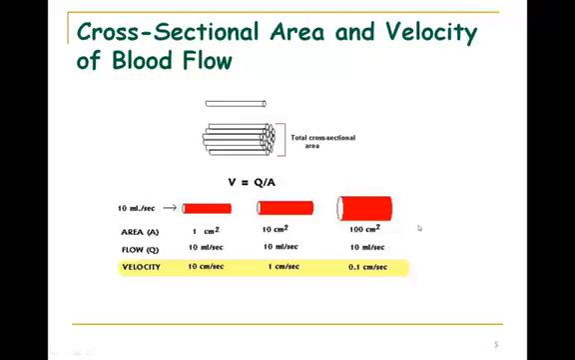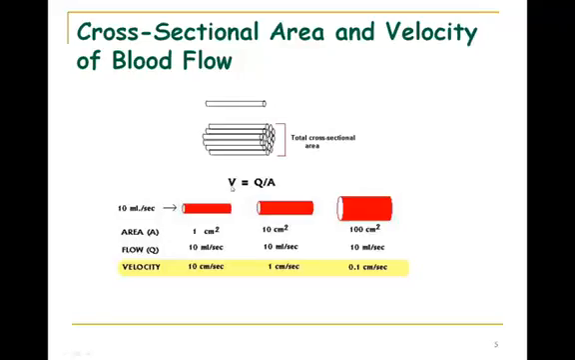What we're going to do next, here's a major concept associated with the circulation. It's the relationship between total cross-sectional area and the velocity of blood flow. But what I need to do first is define some of these terms, so you have a good understanding of what each of these terms mean.